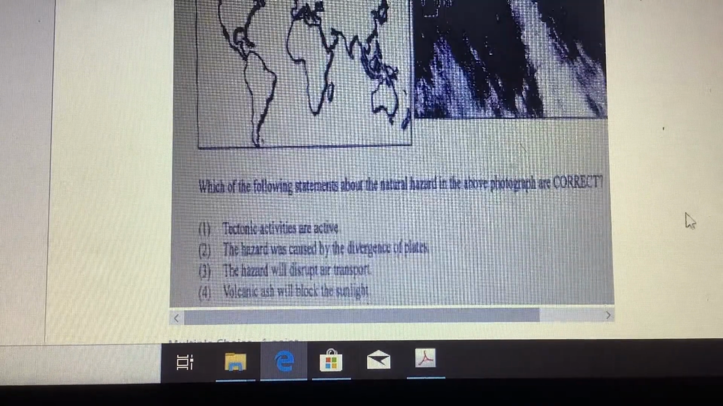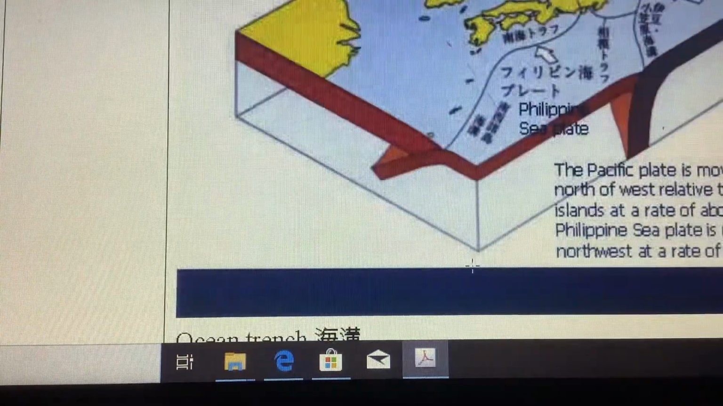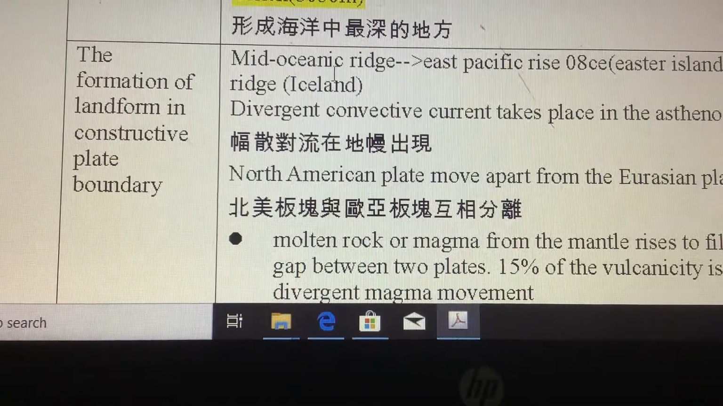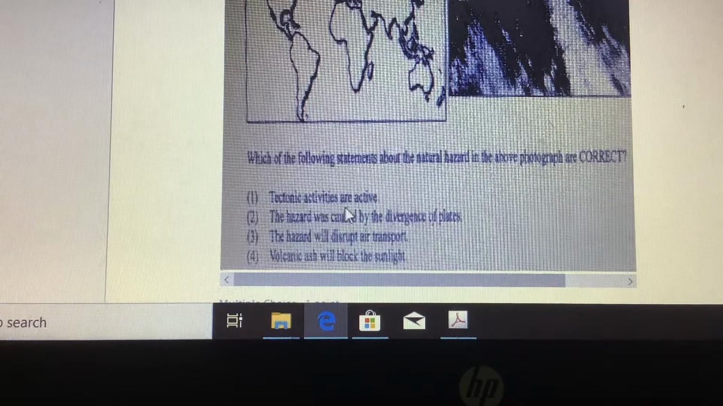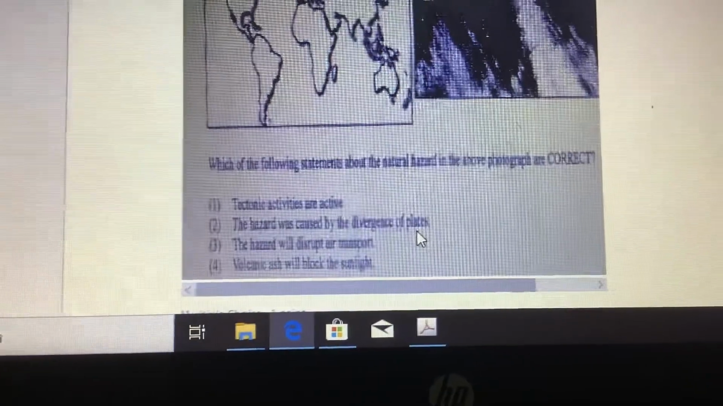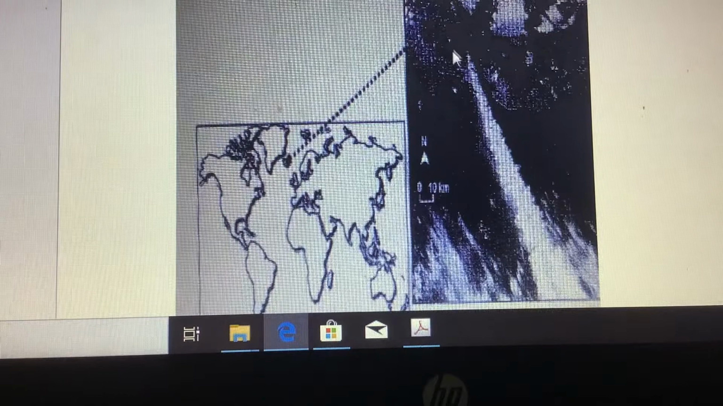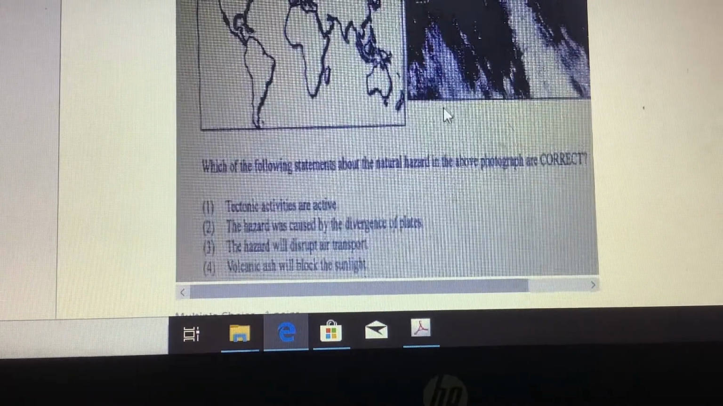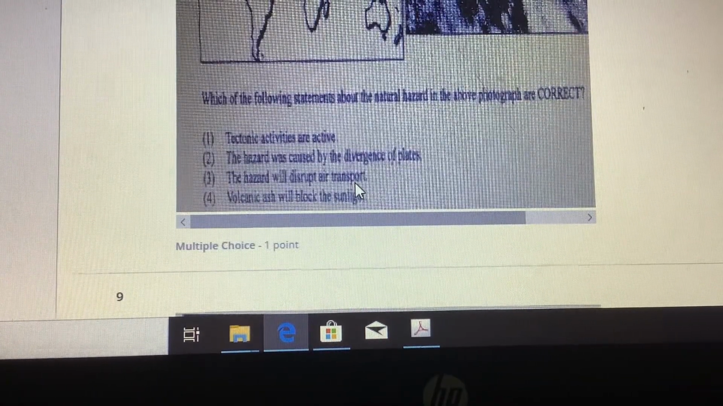As I have said before, I showed you the Iceland case in the summary already. You can see Iceland is on the mid-oceanic ridge. The mid-oceanic ridge is about Iceland, and also about the divergence of plates. Are the tectonic activities active? I think so, because you can see the volcano is erupting, so I don't think you can say it's not active, right? And it will disrupt air transport.